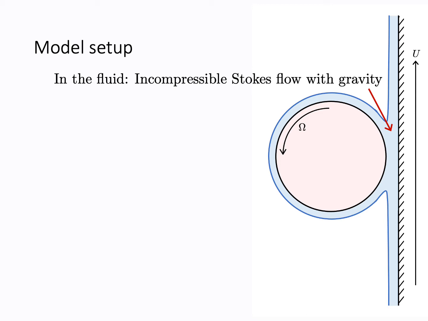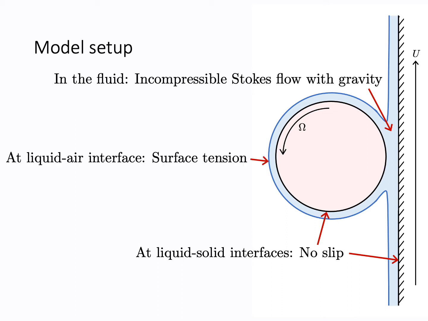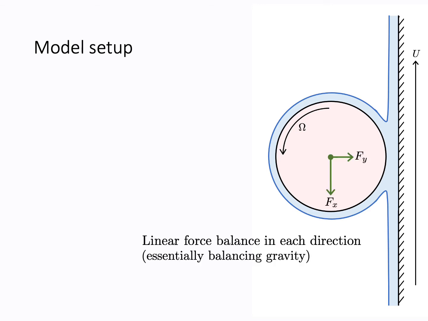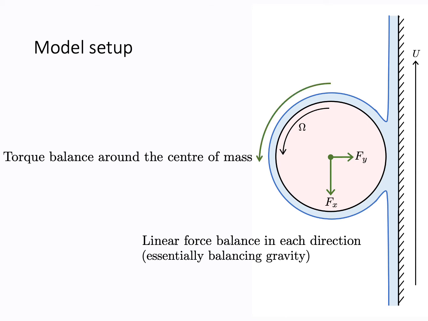So, inside the fluid, we have incompressible Stokes flow in 2D. At the liquid-solid interfaces, we have no flux and no slip, and at the liquid-air interface, we have normal stress balancing surface tension, no tangential stress, and a kinematic boundary condition. We also need to know how the cylinder moves. So we have two linear force balances for the centre of mass, and one torque balance for the rotation.